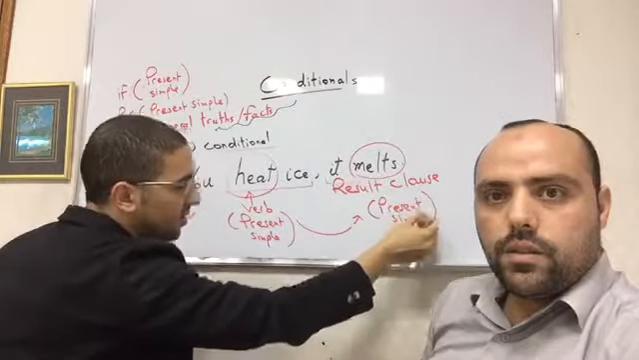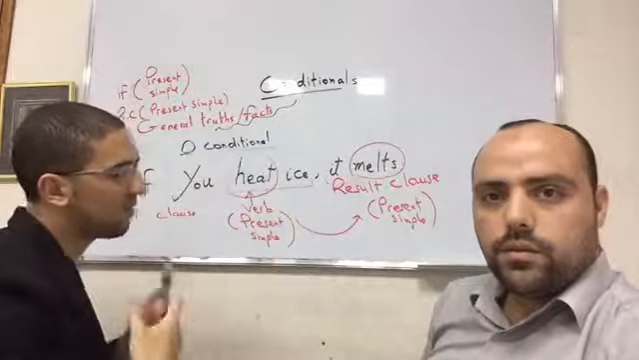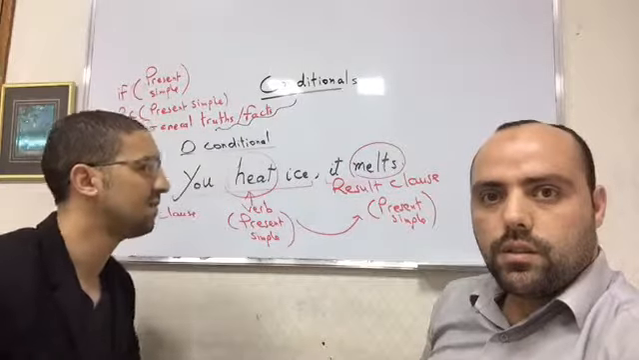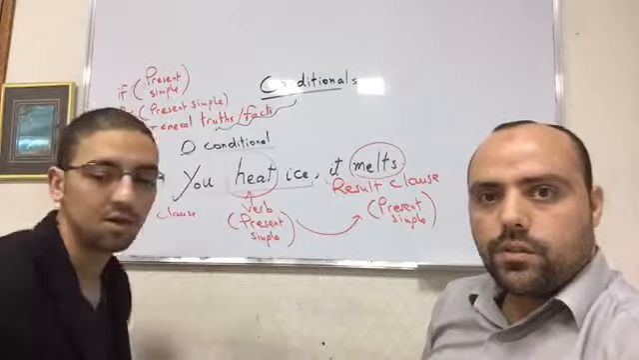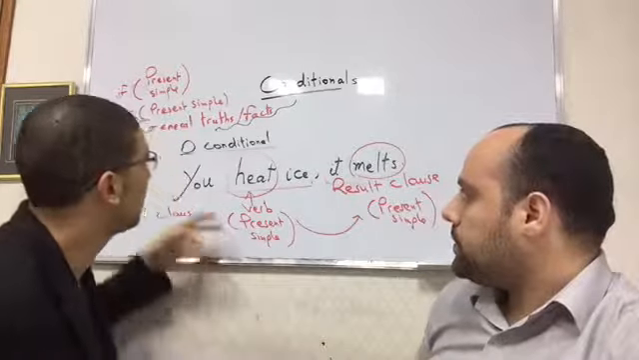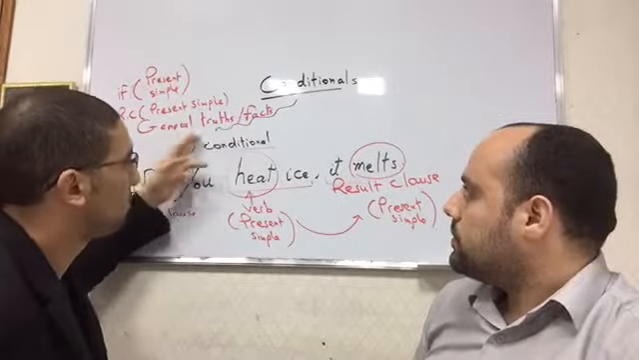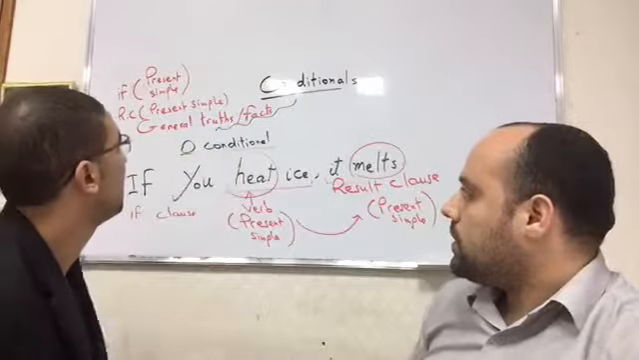Because this is, if you do this, this happens. It is a fact. It never changes. That's why we use this conditional that is called zero. And as we said, we use it to talk about general truths or general facts.